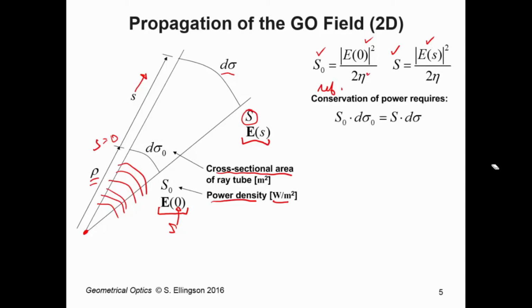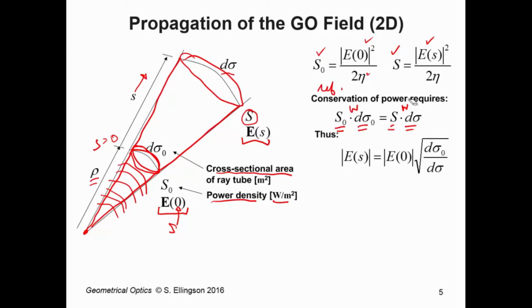Okay, so now we can invoke conservation of power. The idea is this: as we consider this expanding ray tube, whatever power we see crossing this area must be equal to the power we see crossing this area. So conservation of power requires that the power density at the reference position times d sigma naught equals the power density at the later position times d sigma, right? Because of units of watts on both sides. So those quantities have to be equal. That's conservation of power.